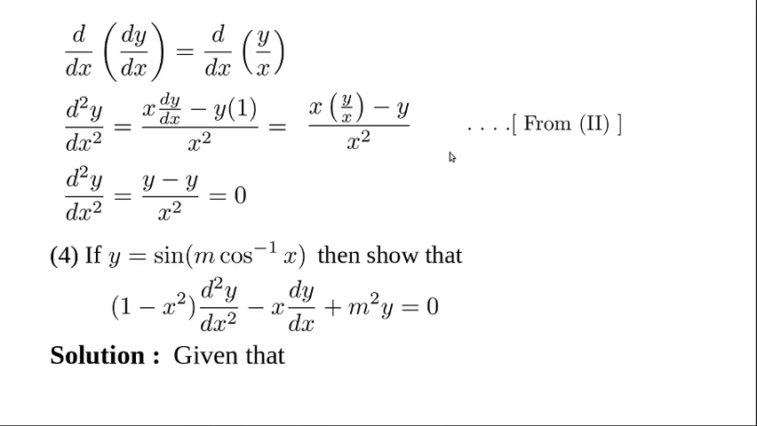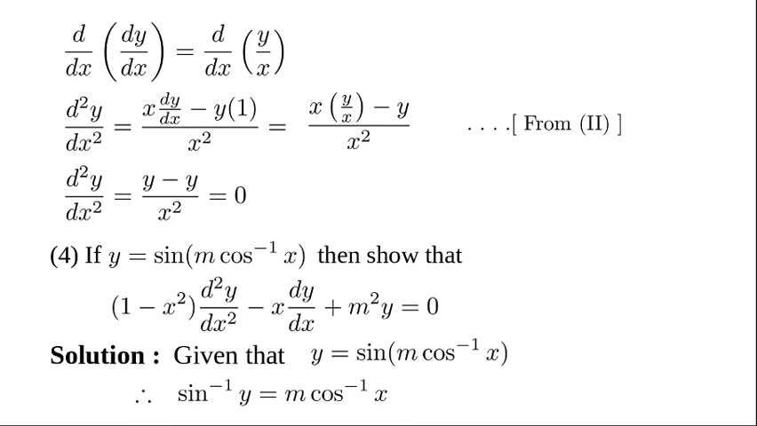If y equal to sine of m cos inverse of x, then show that (1 minus x square) d square y by dx square minus x into dy by dx plus m square y equals to 0. And here what we are given is y equal to sine of m cos inverse of x. And note how we tackle the problems in different ways. In this case, what we do is we shift sine to the left hand side. Rather, I can say applying sine inverse on both sides. So we get therefore sine inverse of y equal to m cos inverse of x.